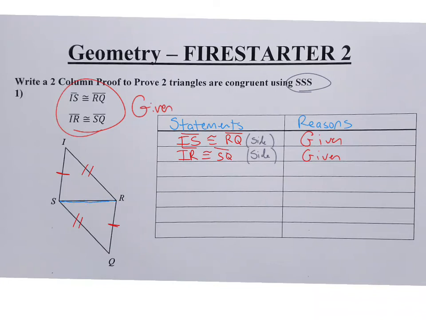So the next thing I need to think about to hopefully make this a little bit easier is I'm going to call this bottom triangle the blue triangle. And I'm going to call this top triangle the green triangle.